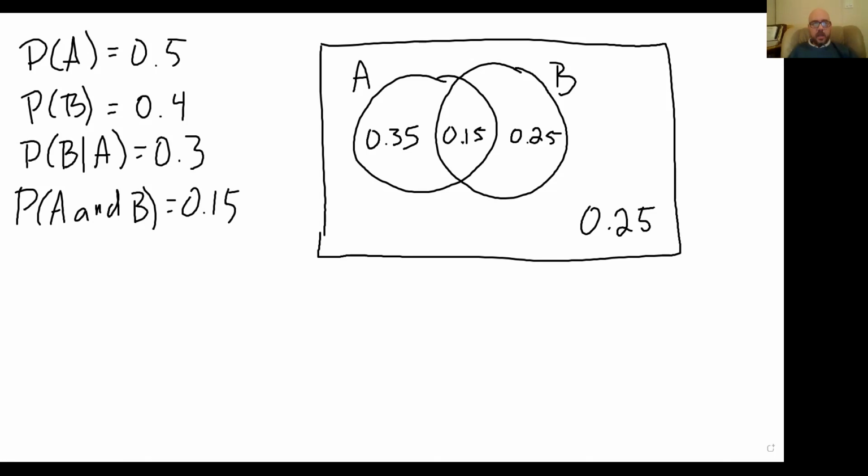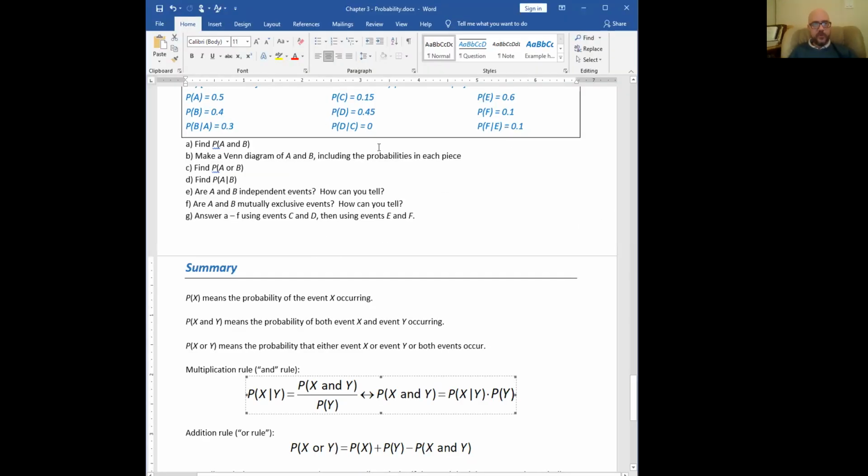Okay, let's go back and look at another question. So question B was make a Venn diagram, right? So there we go. I want to find the probability of A or B and the probability of A given B. Now, we have probability of B given A, but not A given B, which we'll get back to in a second. So A or B and A given B.